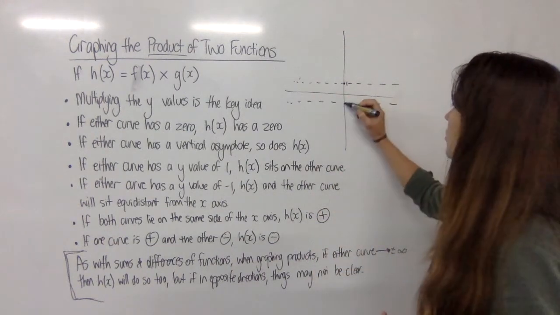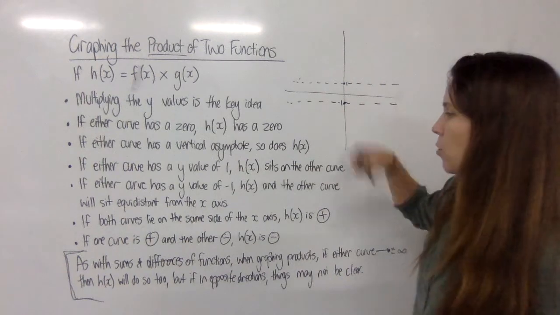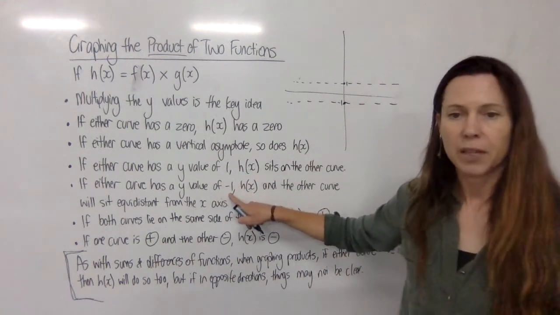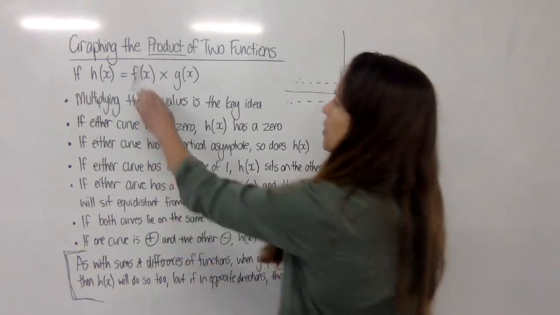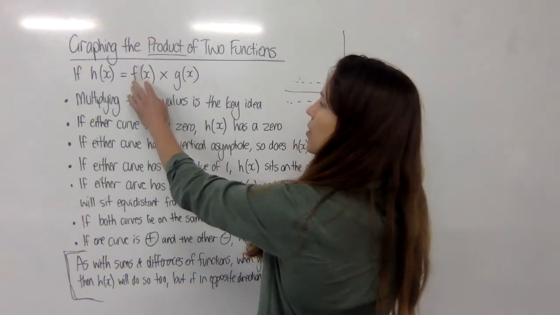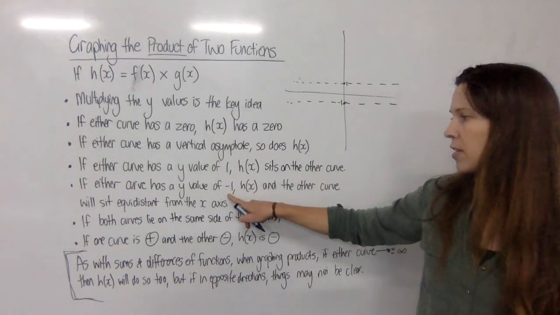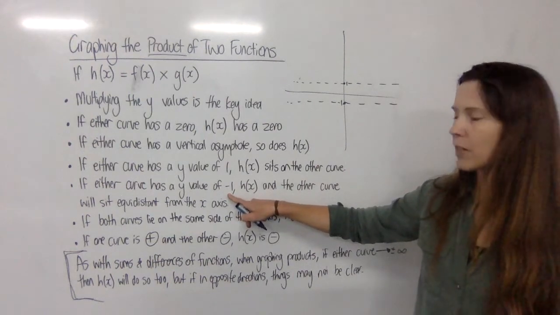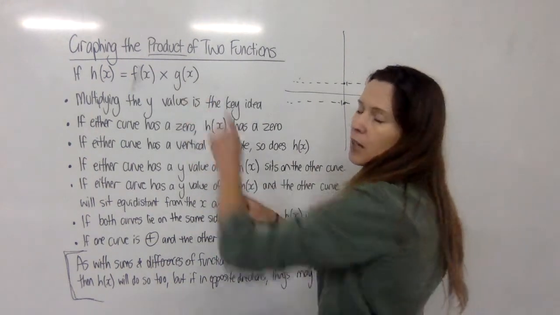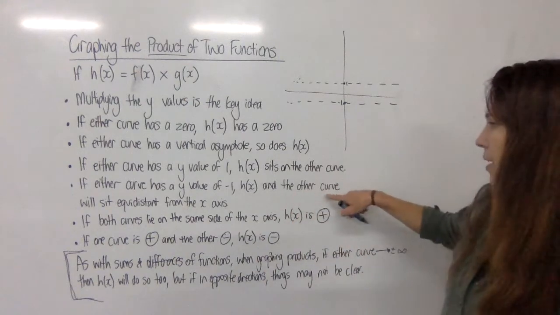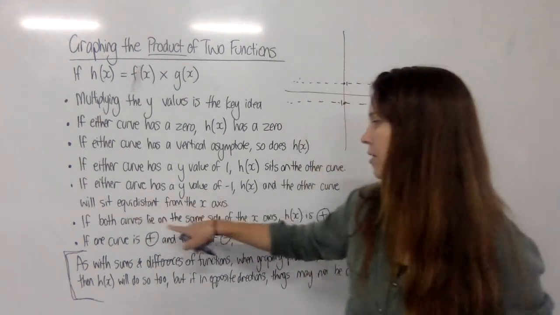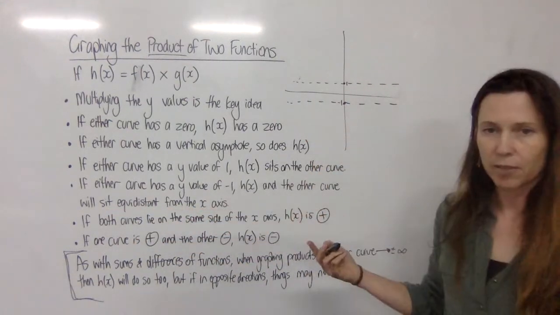Another point of interest is going to be when y equals minus 1. Now what will happen there is that you'll have, let's say this one was negative 1, then you'd have the negative version of whatever that one was. So your new curve is not going to sit on this one, but the other curve is going to be equidistant from the x-axis.